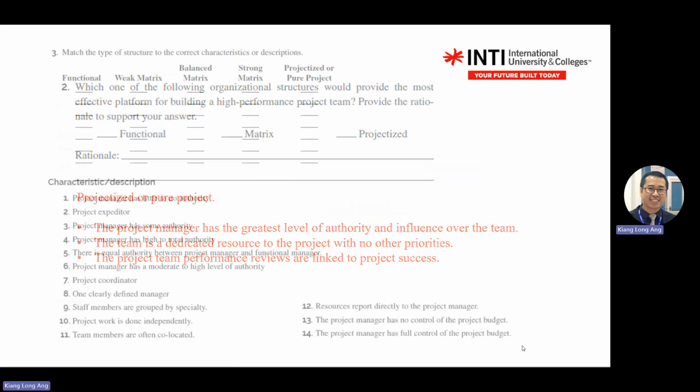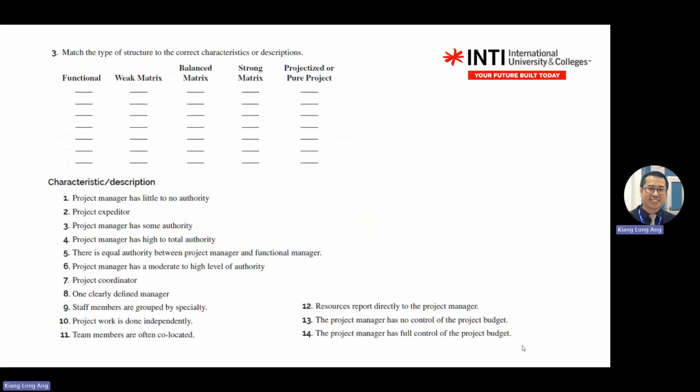This one came out once in the test or final exam. Match the type of structure that correctly characterizes the description. You have functional, you have matrix, you have projectized. Matrix has weak, strong and balanced. So you have 14, right? You have 14. Again, you work on the keywords: authority, who you report to, what resources. You elaborate on this one. Based on the keywords there, you know already. First, the project manager has little or no authority.